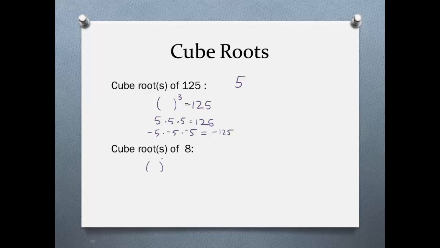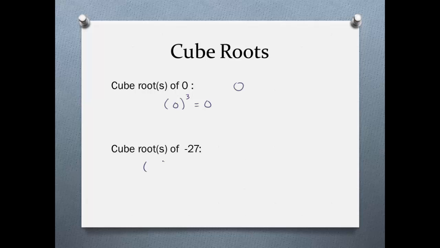And similarly, for 8, what number do you cube to get 8? Well, I'm pretty sure that 2 times 2 times 2 is 8, so the cube root of 8 is 2. For 0, 0 to the third power is 0, so the cube root of 0 is 0. And for negative 27, what number do you raise to the third power to get negative 27? Well, to get a negative, and we have 3 copies of numbers, we're going to need 3 negative numbers to get a negative result. And I believe that negative 3 times negative 3 times negative 3 is negative 27. So the cube root of negative 27 is negative 3.